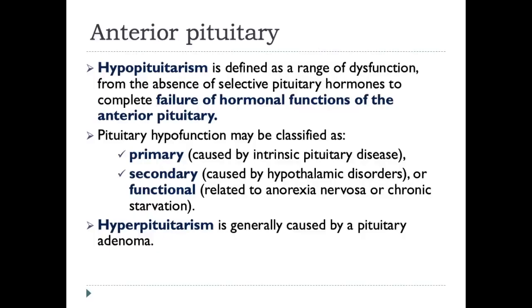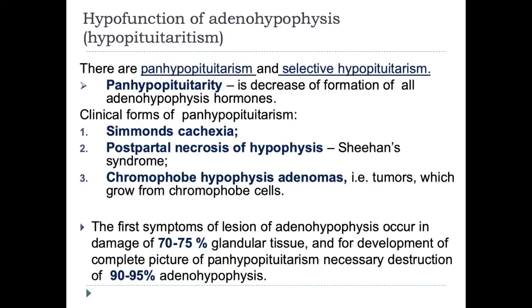And let's move from posterior pituitary to anterior pituitary, and we also have to differentiate it into hypo and hyperfunction. And usually we have to differentiate it into primary and secondary. Primary is associated with intrinsic pituitary disorder, and secondary is something caused by hypothalamus function, or it could be a functional problem in different situations such as anorexia nervosa or chronic starvation. When we discuss hypofunction of the pituitary, it could be characterized by partial and total disorder, and total disorder is associated with a few syndromes such as Simmonds cachexia, Sheehan's syndrome, and chromophobe hypophysis adenomas.